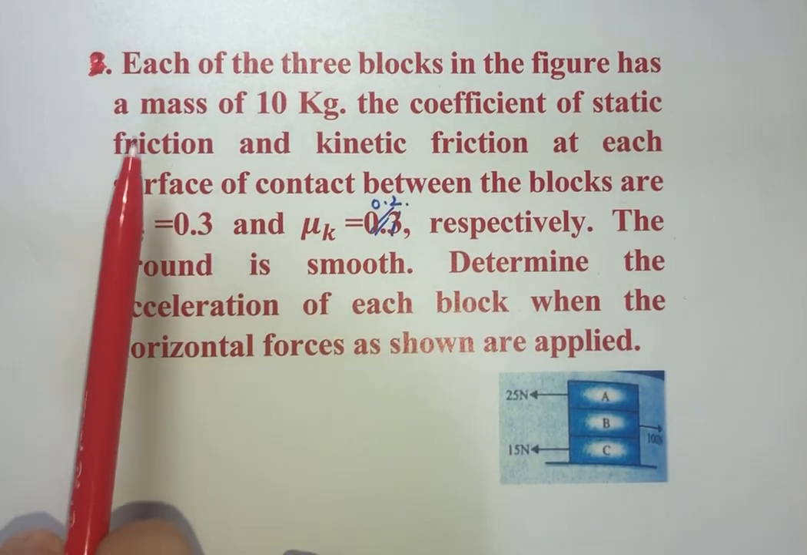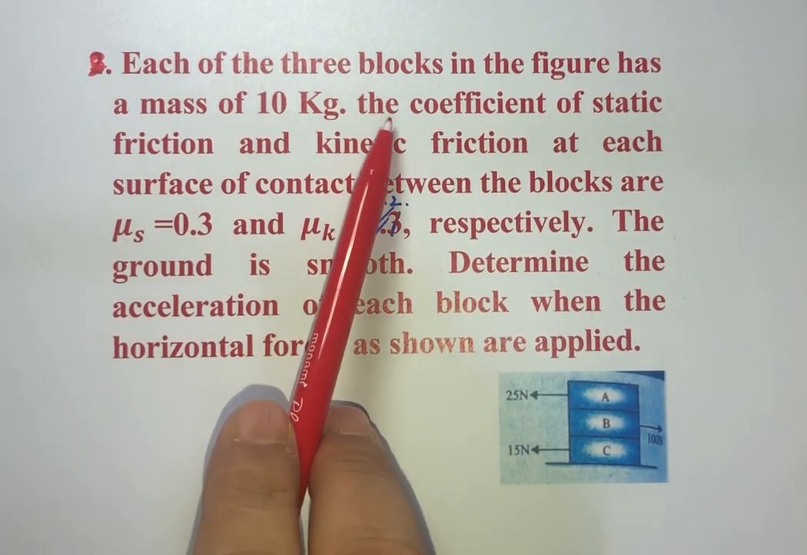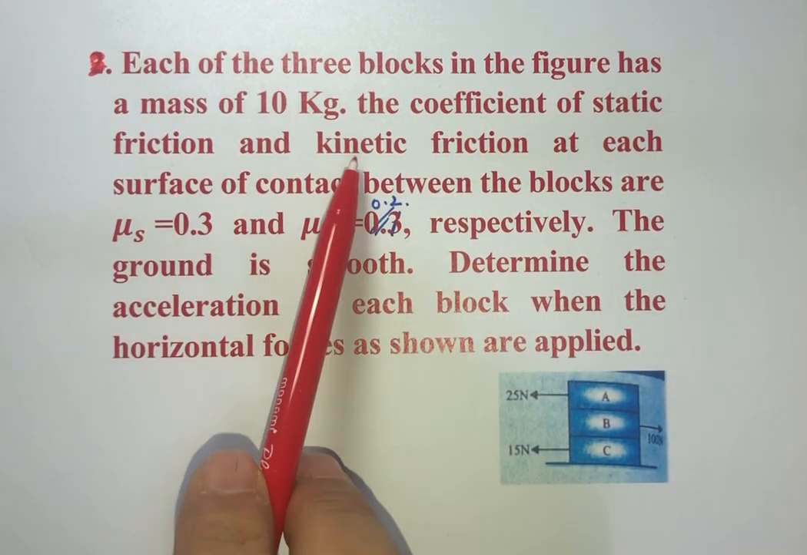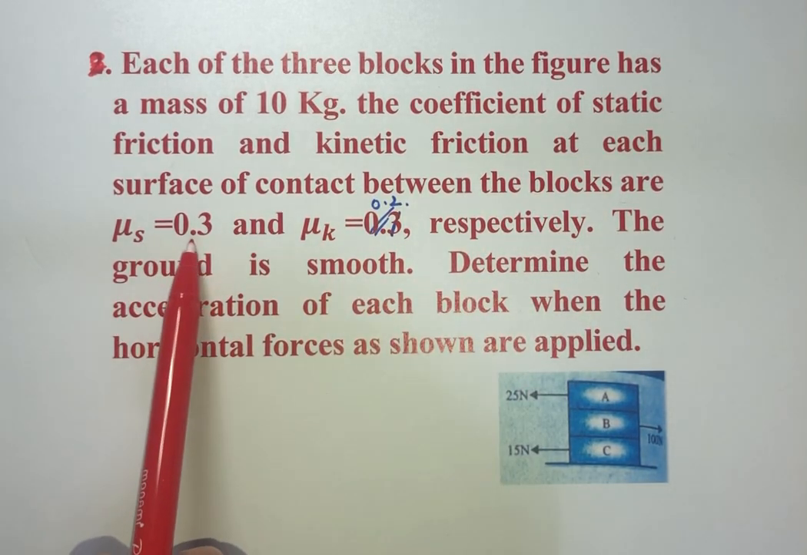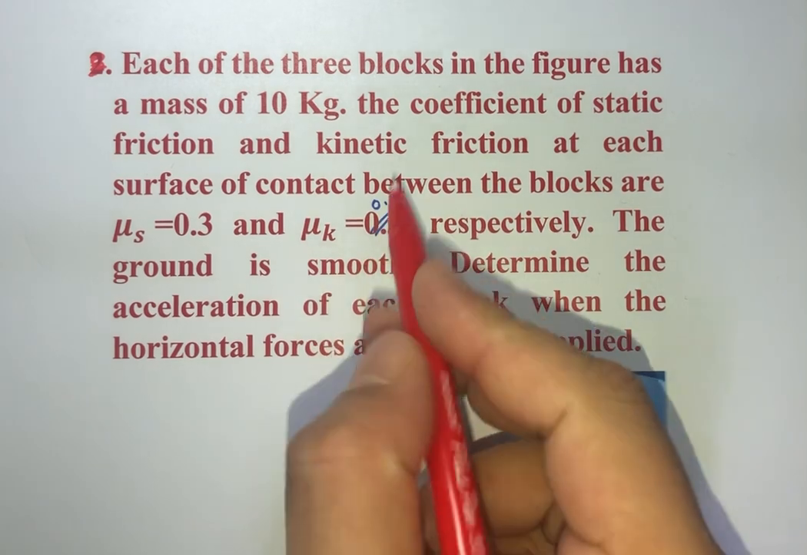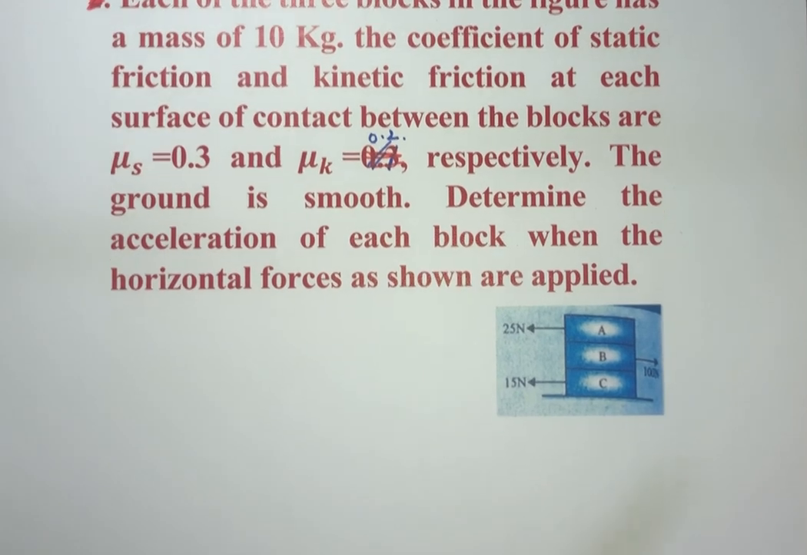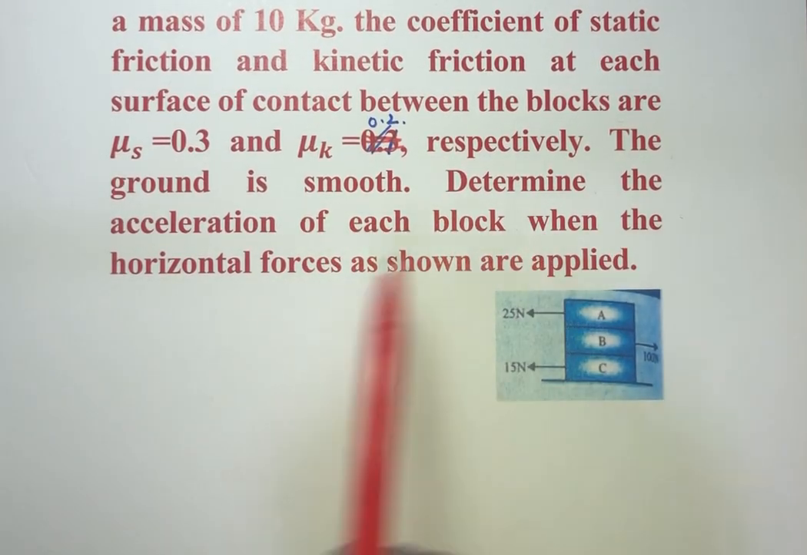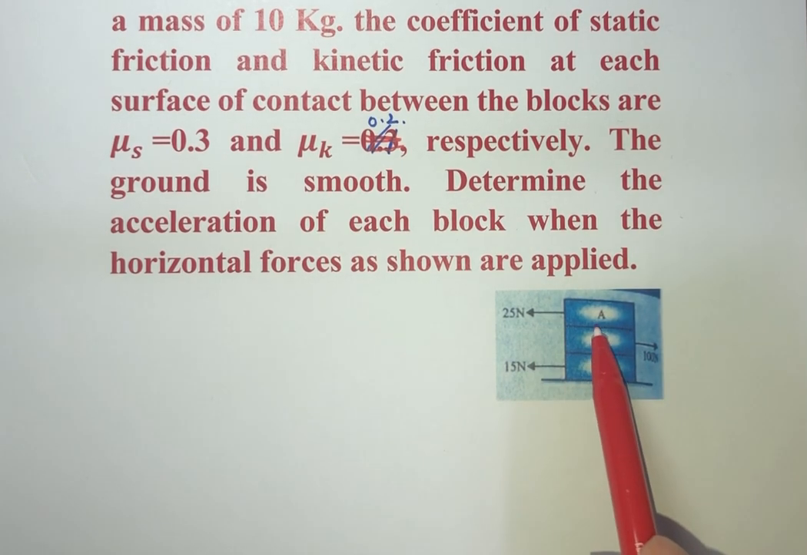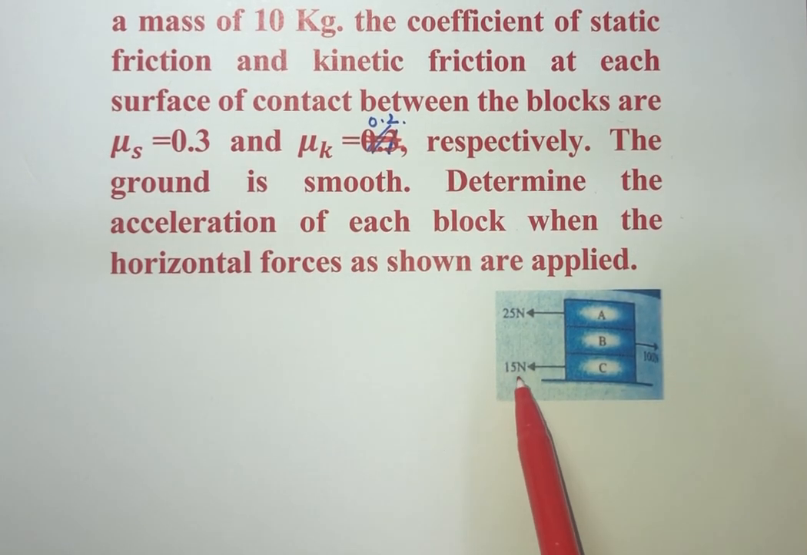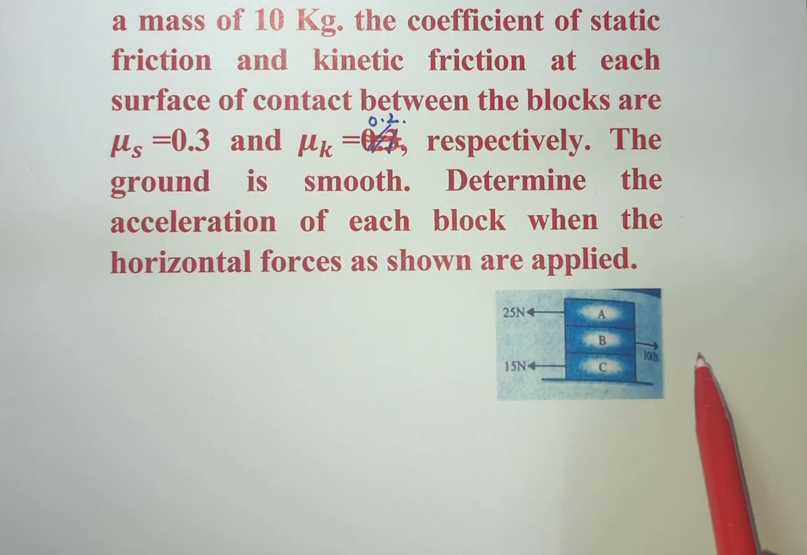Hello friends. So in today's question, each of three blocks in the figure has a mass of 10 kg. The coefficient of static friction and kinetic friction at each surface of contact between the blocks is 0.3 static and 0.2 kinetic respectively. The ground is smooth. Determine the acceleration of each block when the horizontal forces as shown are applied. So there are three blocks A, B and C. On A 25 Newton and on C 15 Newton towards left and on B 100 Newton towards right is being applied.